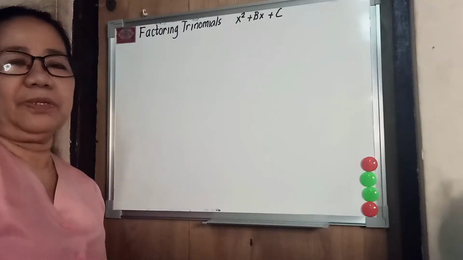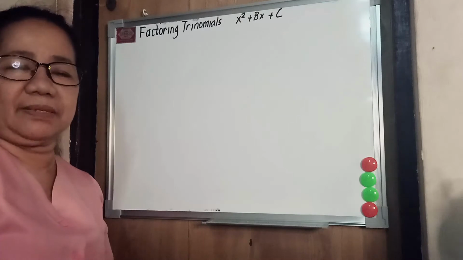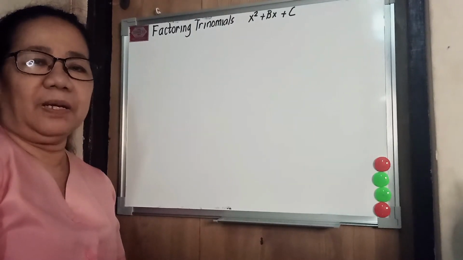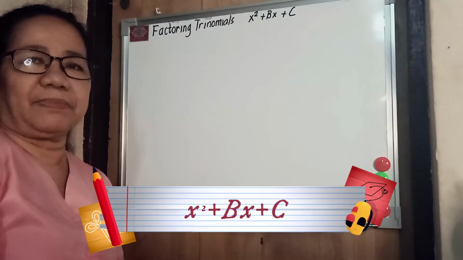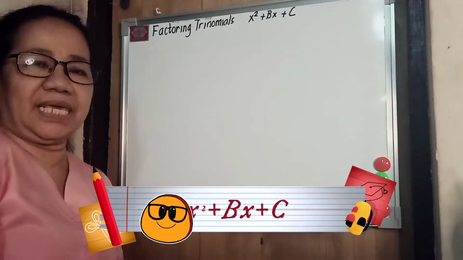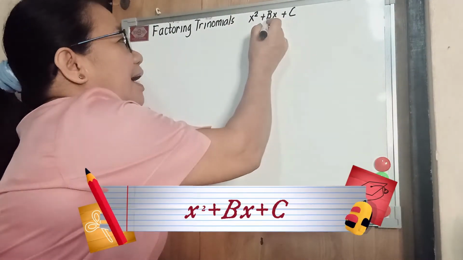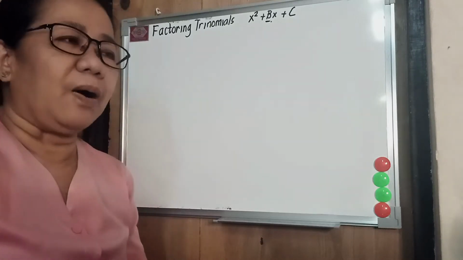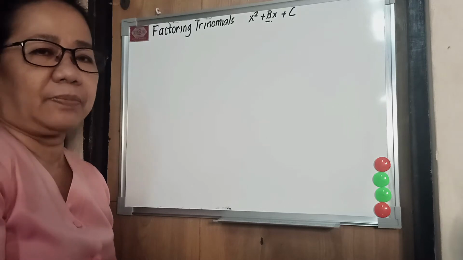Good afternoon, everyone. Once again, we're going to have our synchronous class in Mathematics 8. Our topic for today is factoring trinomials of the form x squared plus bx plus c, where b is the numerical coefficient of x and c is a constant number. Now, how are we going to factor this kind of trinomial?